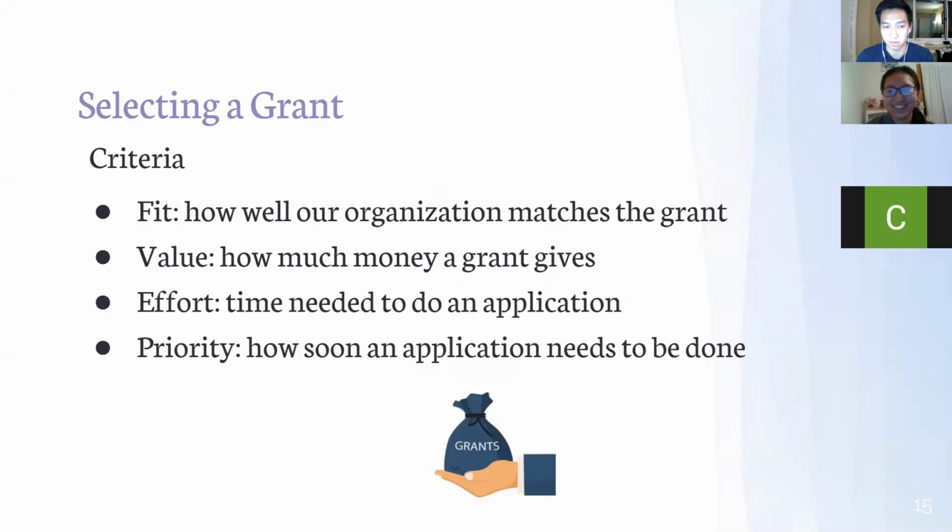The criteria we look for, there's four: fit, value, effort, and priority. So fit refers to how well our organization matches the grant's requirements and objectives. This is the most important criterion to meet because if we don't align with the grant's requirements, our application will simply be rejected. Grant requirements may ask that applying organizations have specific functions, like the org needs to be involved in certain projects like sustainability or education.